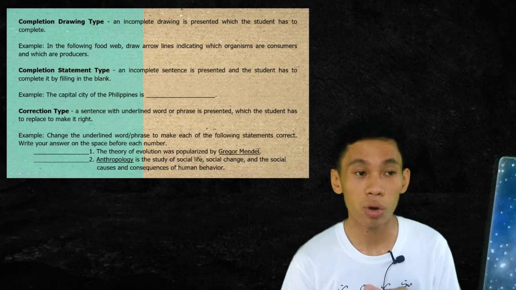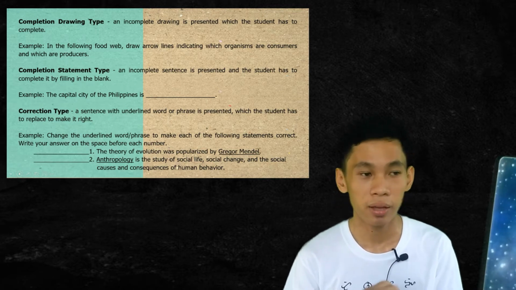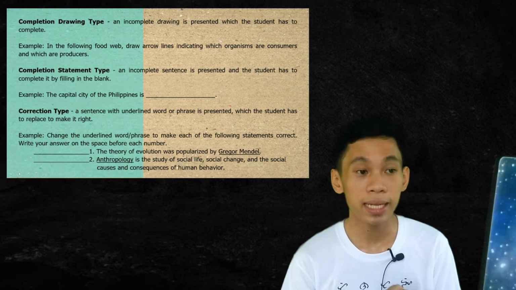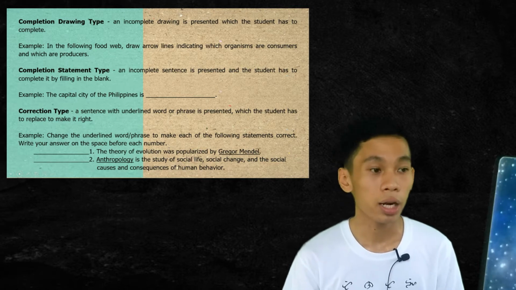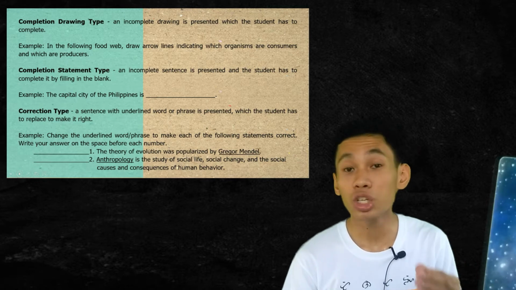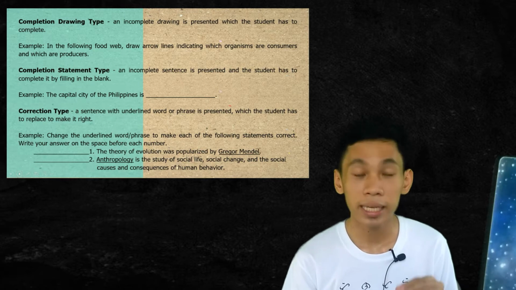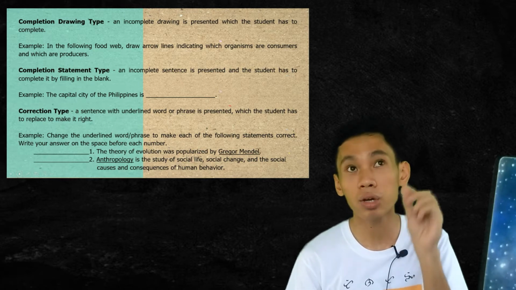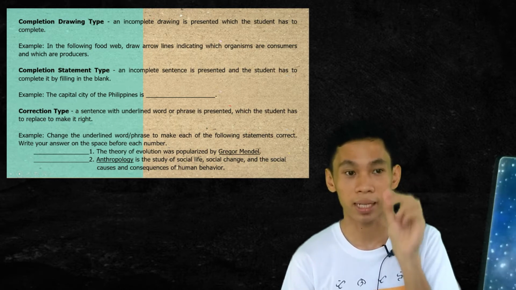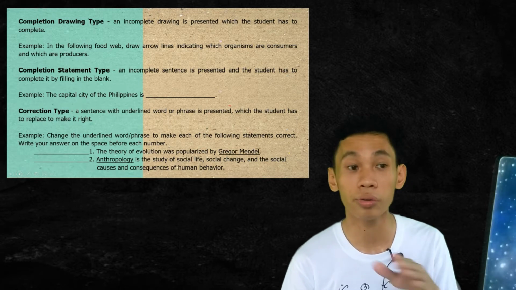It's an incomplete drawing that is presented to the students and the student has to complete. Okay, for example, in the following food web, draw arrow lines indicating which organisms are consumers and which are producers. So, ang completion drawing type, ito yung mga usually nakikita natin sa libro ng mga kinder, ng mga elementary, na kung saan merong isang drawing and then, hindi siya kumpleto, meron siyang itetrace na mga bata. Okay? That is completion drawing type. Kailangan nilang itrace yun para mabuo yung image.